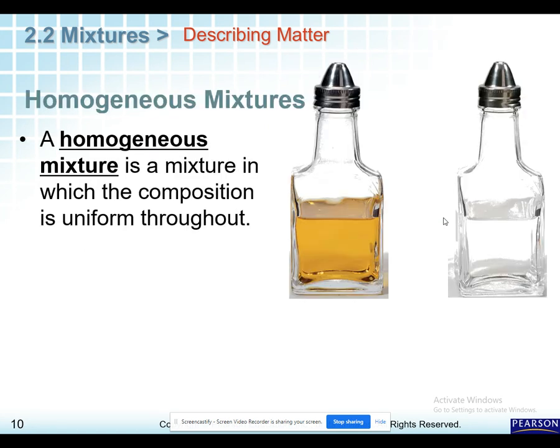The next one we're going to talk about is a homogeneous mixture. This is where the composition is uniform. I like to say that it looks the same. Homogeneous mixtures are probably the hardest ones to tell because a lot of homogeneous mixtures look like compounds because you can't tell the difference. You can't see things mixed together. And the reason is because this distribution is so close. It looks like it's evenly distributed, so it looks like one thing.